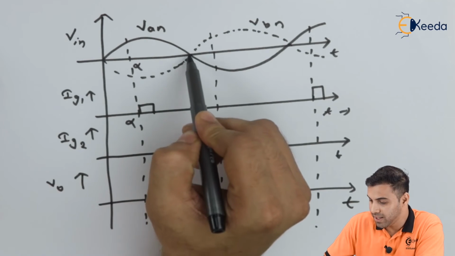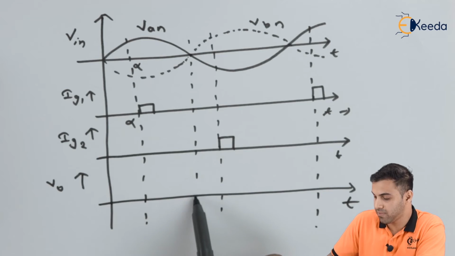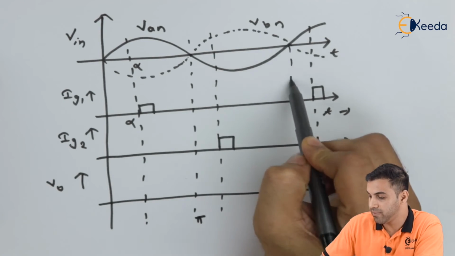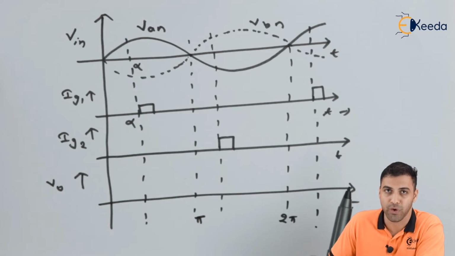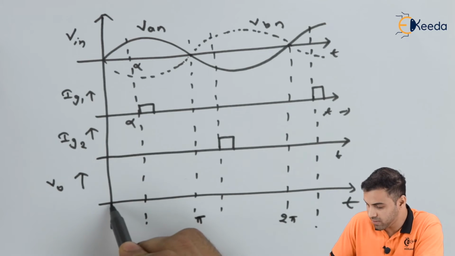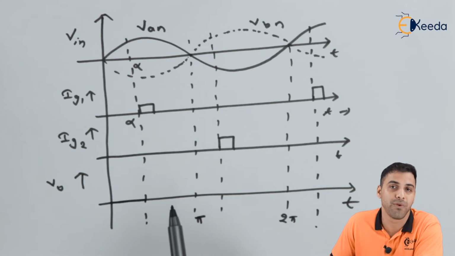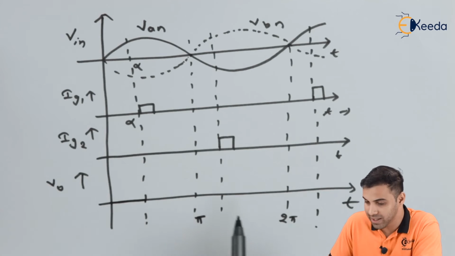Let's say this point here is pi and this would be 2 pi. Now friends, let's draw the output voltage waveform. The output voltage will look like this: from here to here there is no voltage waveform appearing across the output, but here, as the thyristor started conducting, the voltage will look like this.